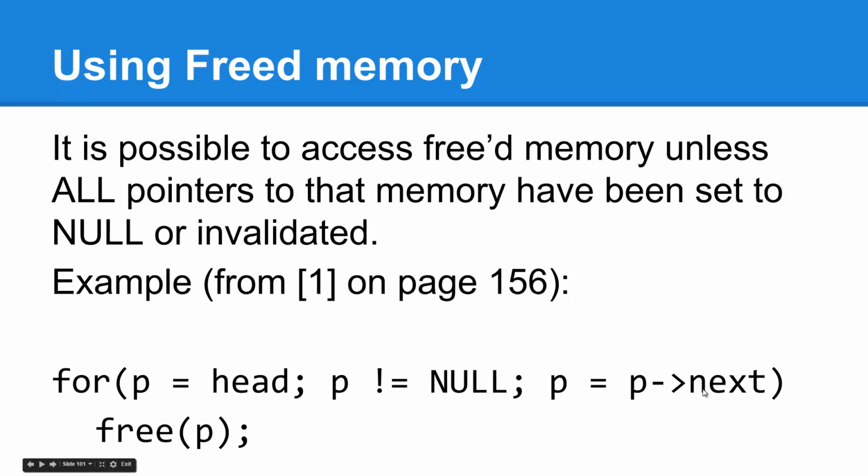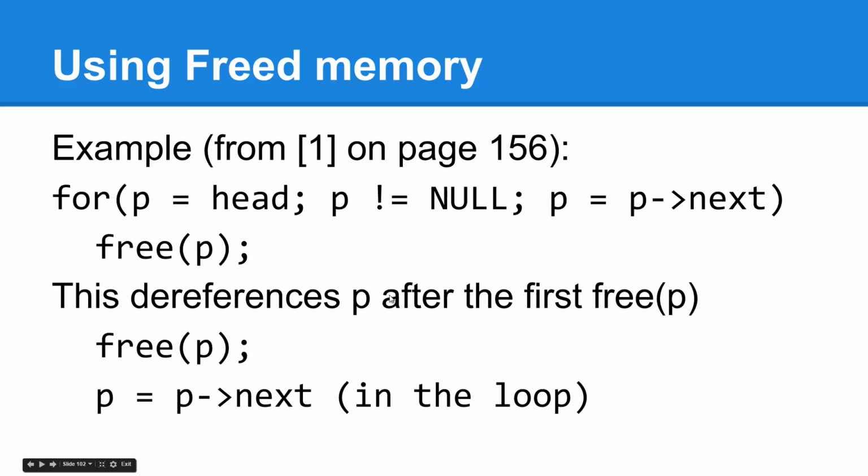There's not much distance between the free and the use. So this goes through a linked list and keeps iterating through it, setting p equal to the next item in the list, and then freeing it as it goes along. The problem is that after the first free is called, when this is issued again, p equals p sub next, it is using freed memory.